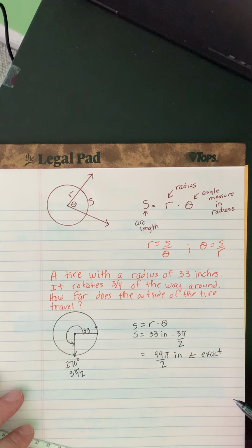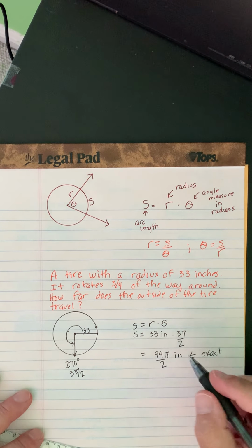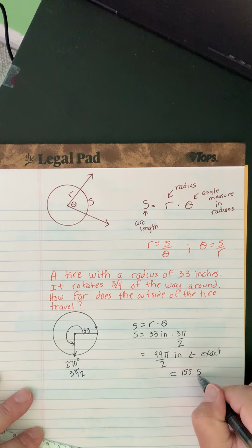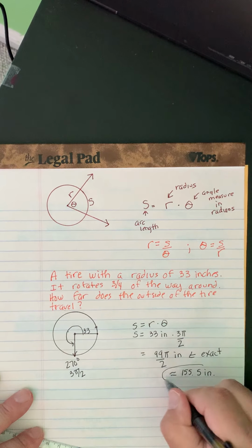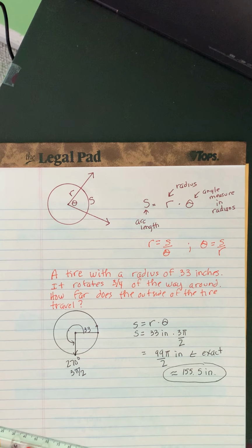If I wanted to estimate it, I would just do my math on 99 times pi divided by 2, and it'd be approximately 155.5 inches.